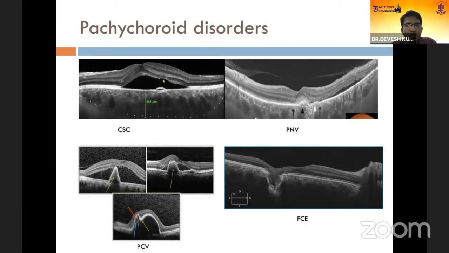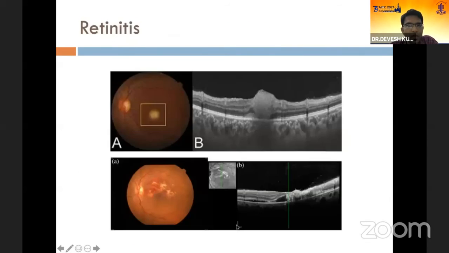Pachychoroid disorder is another entity which has gained importance after the introduction of EDI OCT and swept source OCT, because these can image the choroid very well. The abnormality common to these disorders is attenuation of the choriocapillaris and large pachychoroid vessels. The large vessels are prominent and occupy most of the choroid, and the choriocapillaris is attenuated. These disorders include central serous chorioretinopathy, pachychoroid neovasculopathy, PCV, and focal choroidal excavation.